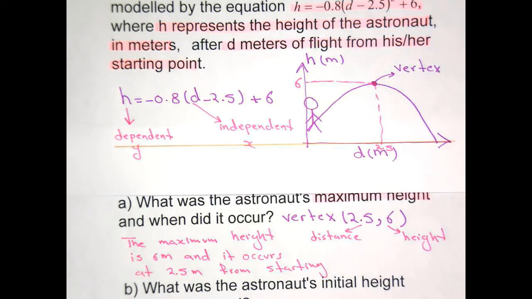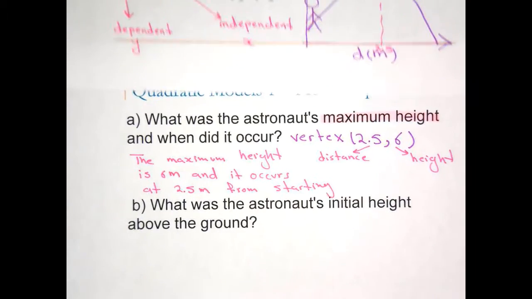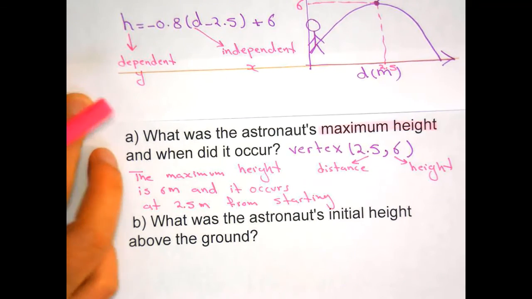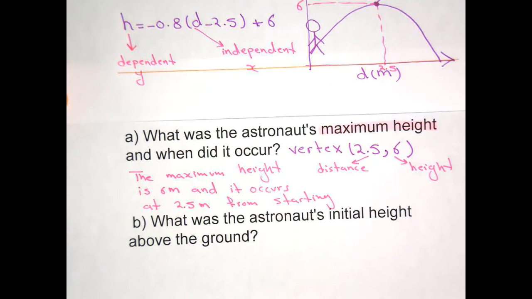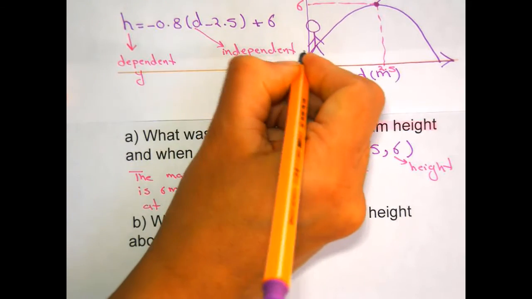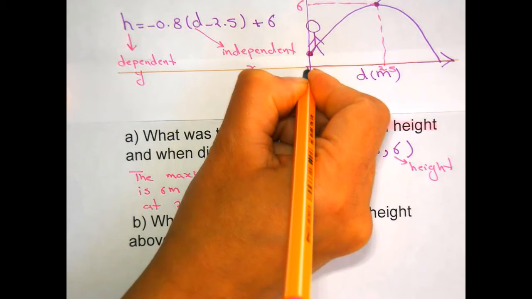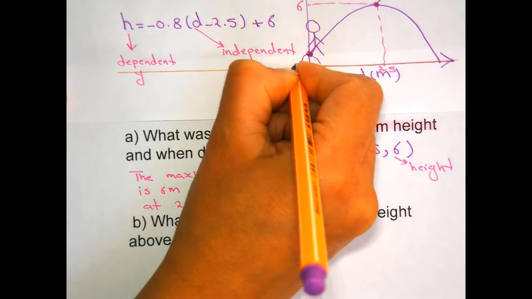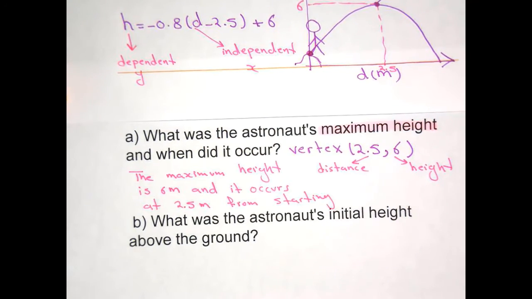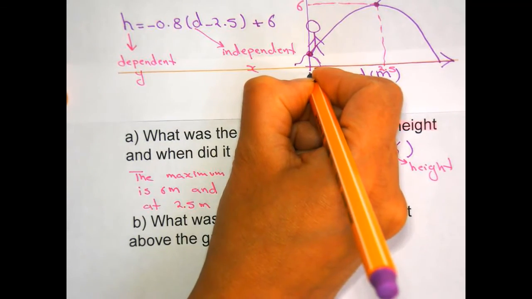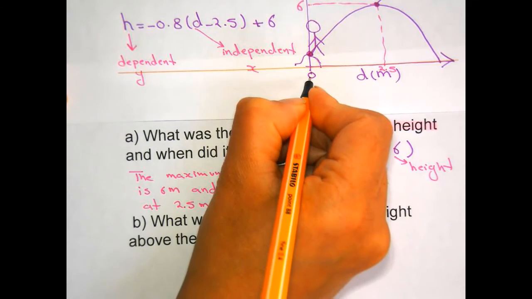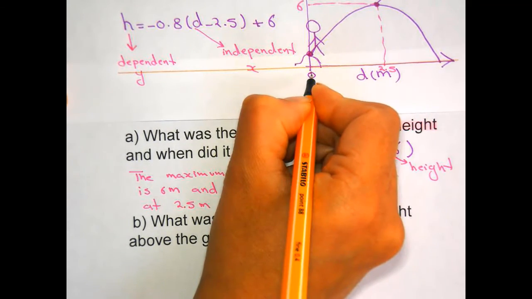Now, the next question here is, what was the astronaut's initial height above the ground? That means this astronaut necessarily was not on the ground when jumping. Maybe there was a rock he was standing on or something like that. At this point, when we start this whole parabola, our d value at the beginning of this jump is 0.